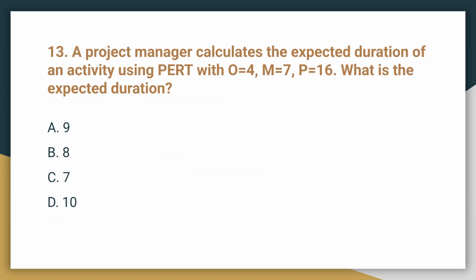Question 13. A project manager calculates the expected duration of an activity using PERT with O equals 4, M equals 7, and P equals 16. What is the expected duration? The correct answer is B, 8. Using the formula O plus 4M plus P divided by 6, the calculation is 4 plus 28 plus 16, which is 48, divided by 6 equals 8.